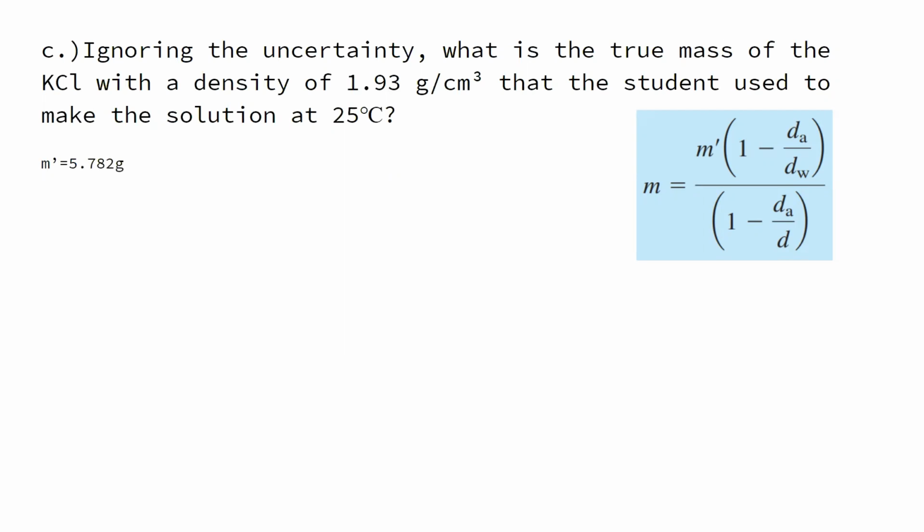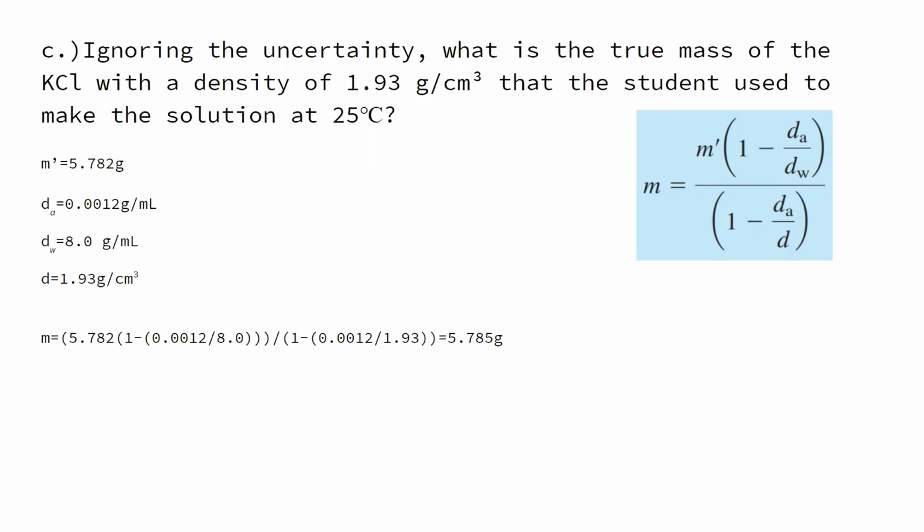M equals M prime times 1 minus density of air divided by density of calibrated weights, all divided by 1 minus density of air divided by the density of the object being measured. We know that the perceived mass on the scale is 5.782 grams, and the density of air at 25 degrees Celsius is 0.0012 grams per milliliter. The density of calibrated weights is 8.0 grams per milliliter. And as said in the problem, the density of the compound being measured is 1.93 grams per centimeter cubed.